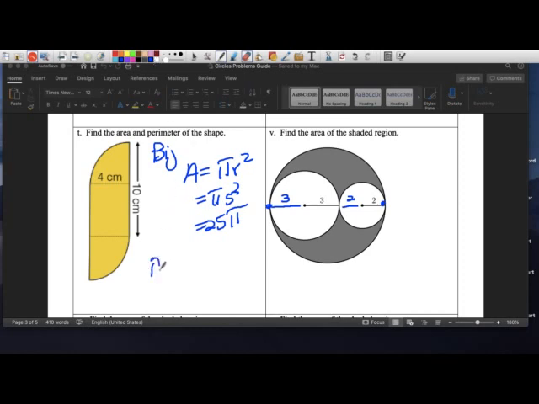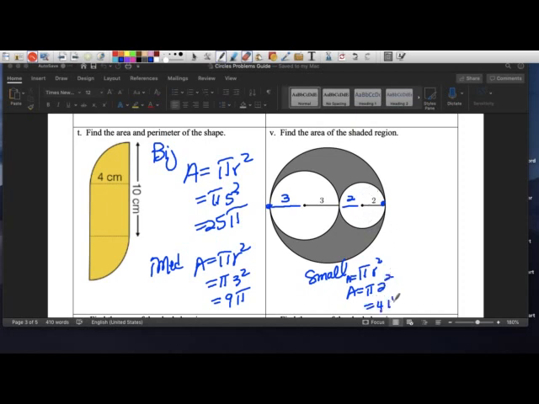Now, the medium circle, which is the one with the 3, a equals pi r squared. In this case, the radius of that circle is 3, so we're going to get pi times 3 squared, or 9 pi. I'm going to leave it at that. The small circle, again, a equals pi r squared, and the radius of the small circle is 2, so that would be 2 squared, which is going to give us 4 pi.